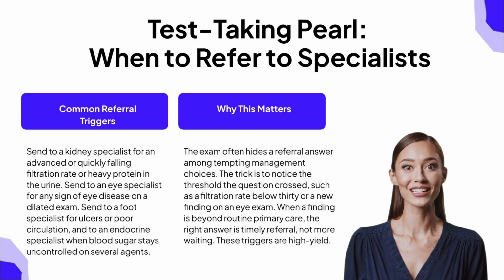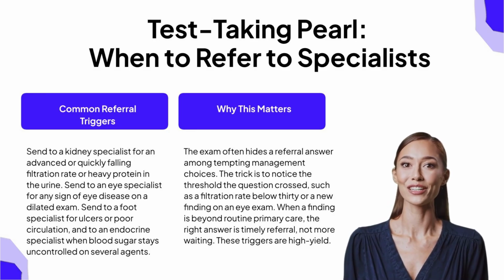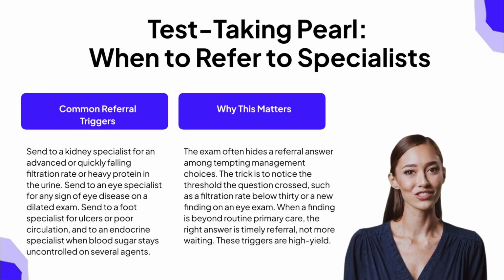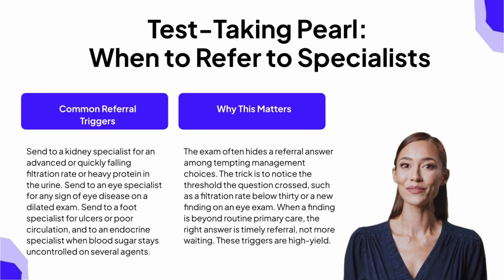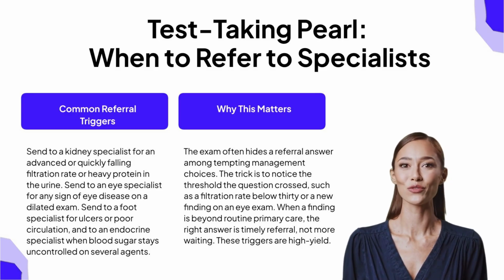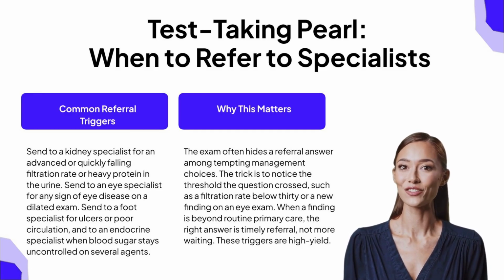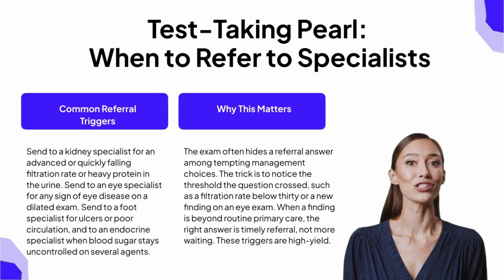Here is a critical test-taking pearl about when to refer to a specialist, because the exam loves to hide a referral answer among tempting management choices. Send the patient to a kidney specialist for an advanced or quickly falling filtration rate, or for heavy protein in the urine. Send to an eye specialist for any sign of eye disease found on a dilated exam. Send to a foot or vascular specialist for ulcers or poor circulation. And send to an endocrine specialist when blood sugar stays uncontrolled despite several agents.